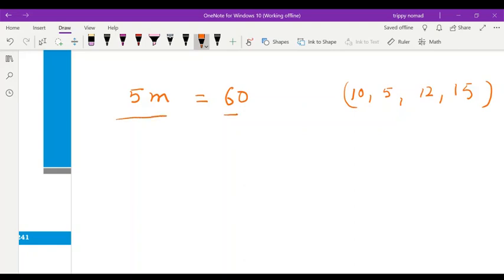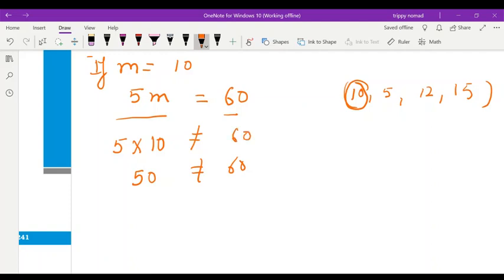If I put 10 instead of m, then it will become 50. So this is not equal. First, if m is equal to 10, then 50 is not equal to 60.